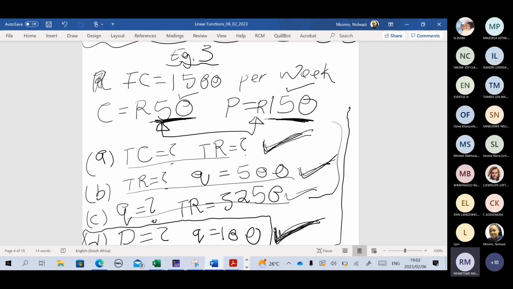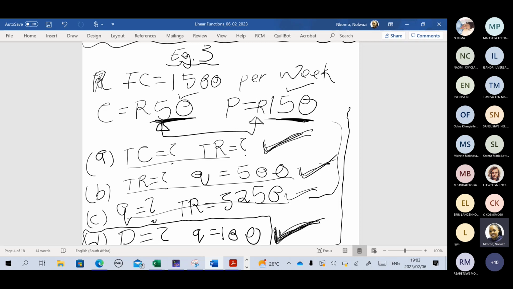For question A, what is the quantity? Why do you need a quantity? For question A, you are asked to find the function. So you don't need the quantity when it comes to the function, because your function will be given.